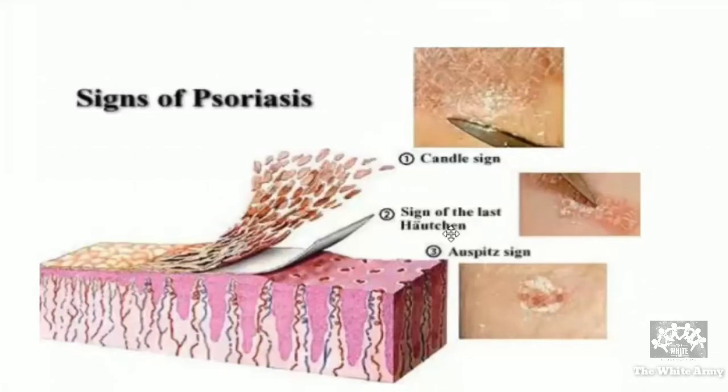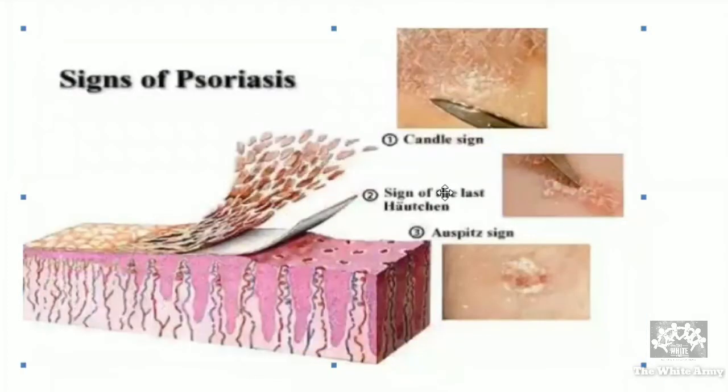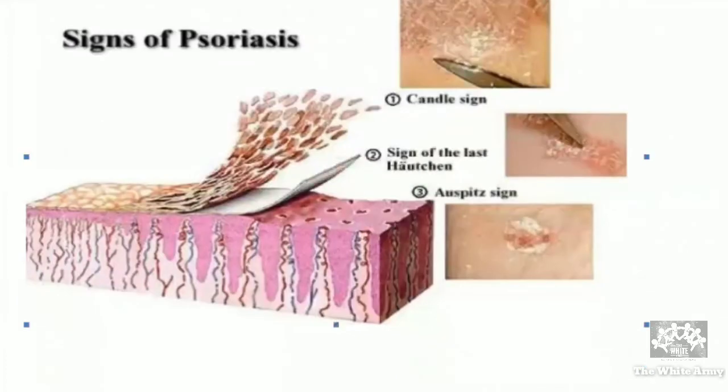The sign of Bulkley's last membrane, also called the last Hodgkin. As you know, the scales are nothing but stratum corneum, and there is a thin layer of stratum spinosum and granulosum also. That layer is called the last layer because after this layer, it starts bleeding. The sign of the last membrane is the translation. So the candle sign and these are all signs of psoriasis.